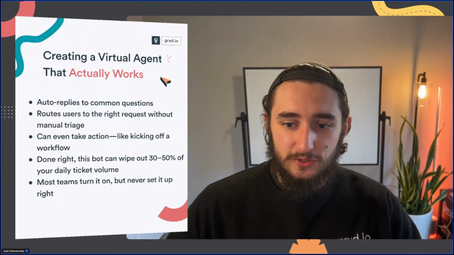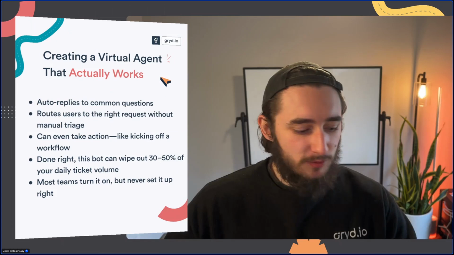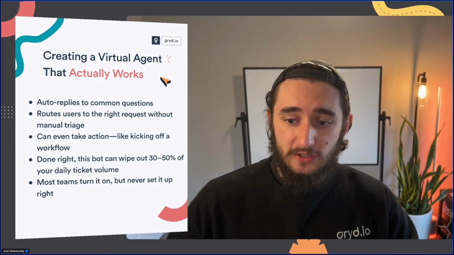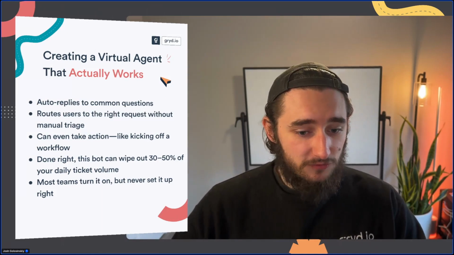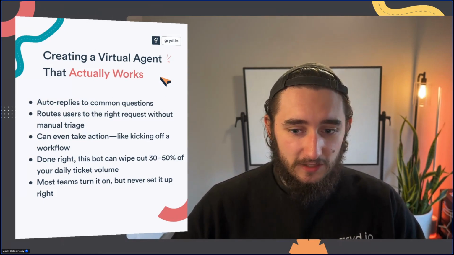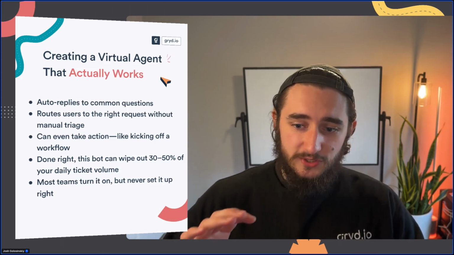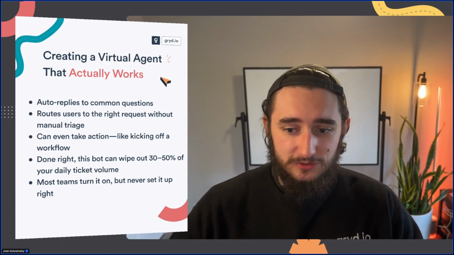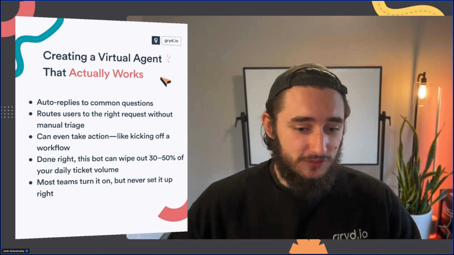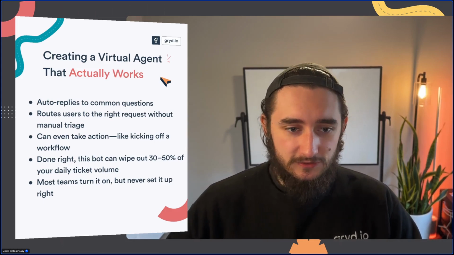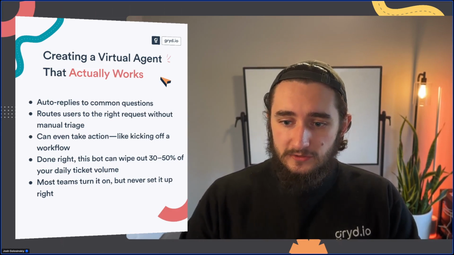So a couple of things with the Jira virtual agent. Essentially, we already went over this, but it replies, it can take action. When it's done right, it could wipe out 30 to 50% of your daily ticket volume. We've seen this happen with a few other clients in the past. So super critical to get this running right. Most teams kind of just turn it on and never actually set it up in the correct way. What I mean by that is essentially they just use the AI answers without any intents, whereas you should be spending most of your time actually curating and creating the best intents possible.